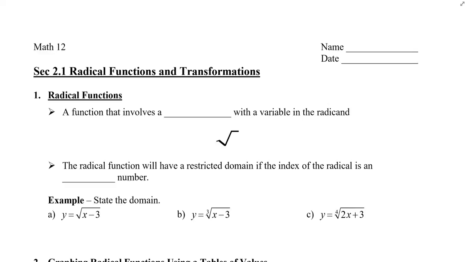In this video, we're going to take a look at graphing radical functions using a table of values and also by using transformations. So to start, let's take a look at what a radical function is. A radical function is a function that involves a radical. And a radical is that symbol that looks like this here.